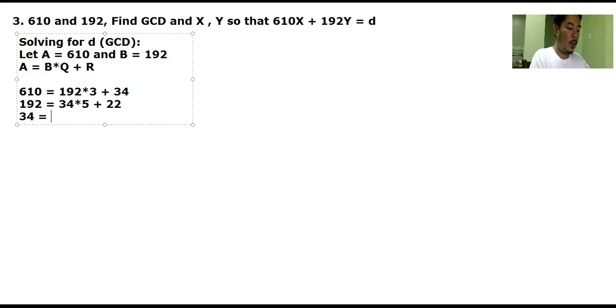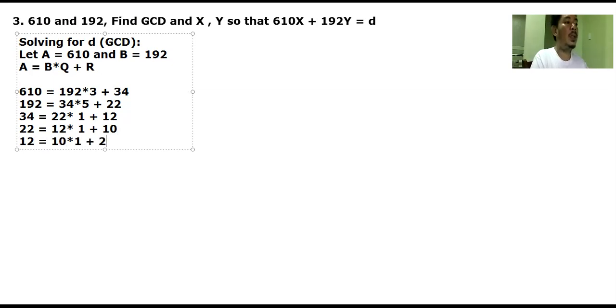So, 34 equals to 22. Asterisk. So, 1 na po ito. 1 plus. Ano po ang remainder? 12. So, 12 na po yung remainder dyan. Kasi 22 plus 12 is 34. So, magiging sunod na dyan is 22 is equals to 12 na. 12 asterisk 1. So, plus remainder po ay 10. Okay, 10. Next, magiging 12 na. 12 is equals to 10 times 1 plus remainder po niyan ito. Next is 10 is equals to 2 asterisk 5 plus so 2 times 5, 0. So 0 na to.